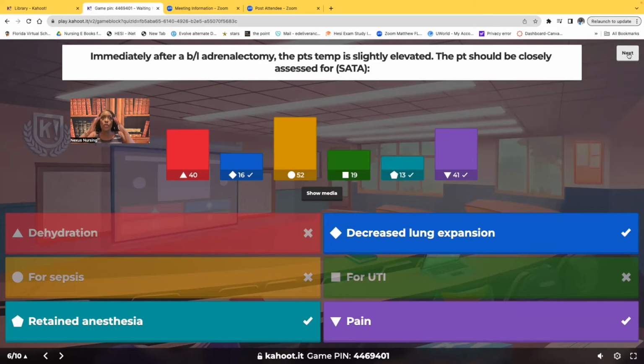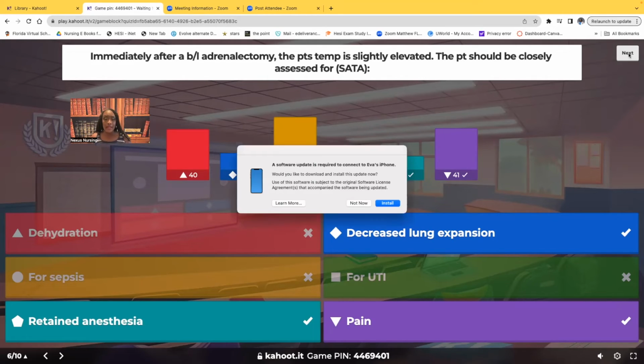Here's the thing, and I know what you're thinking. The number one sign of infection, or the earliest sign of infection that we usually see, is an elevated temperature. That is true. But follow me. Go back to the question that I asked. I said immediately after surgery. Immediately after surgery.